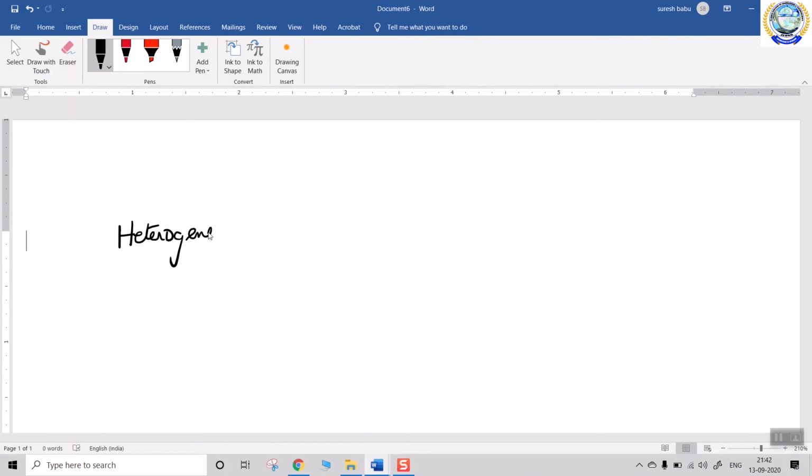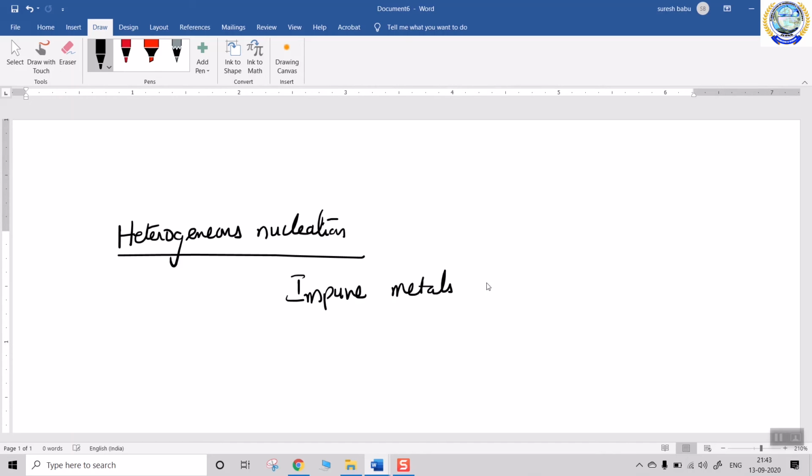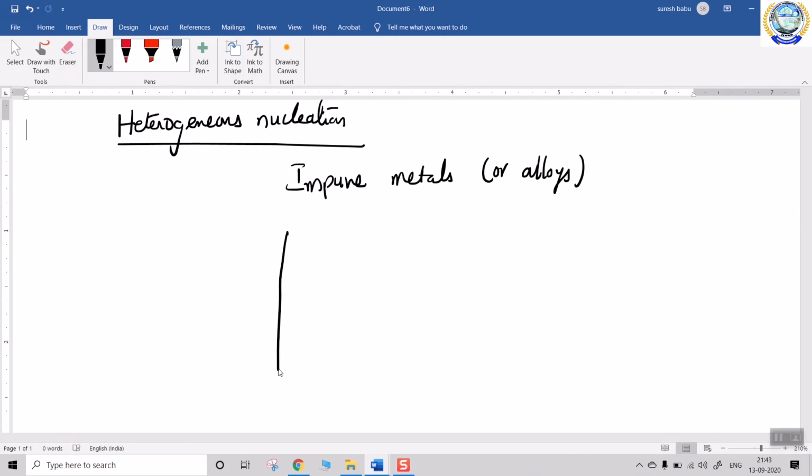Heterogeneous nucleation. Heterogeneous nucleation happens in impure metals or alloys. Suppose I have taken a metal which contains some impurities. Okay, this metal is having some impurities. Let us imagine that all these are impurities.